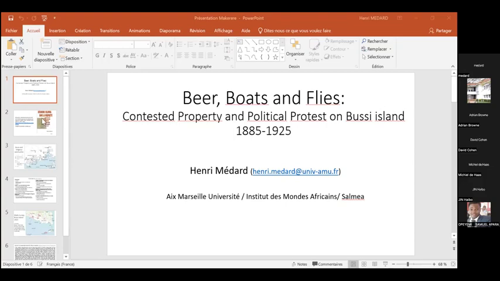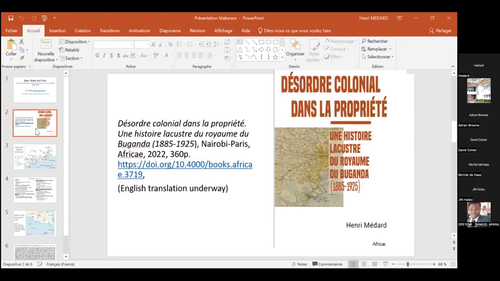So this is the fruit. Is it working? No, it's not much. There. So this is the fruit of this book.